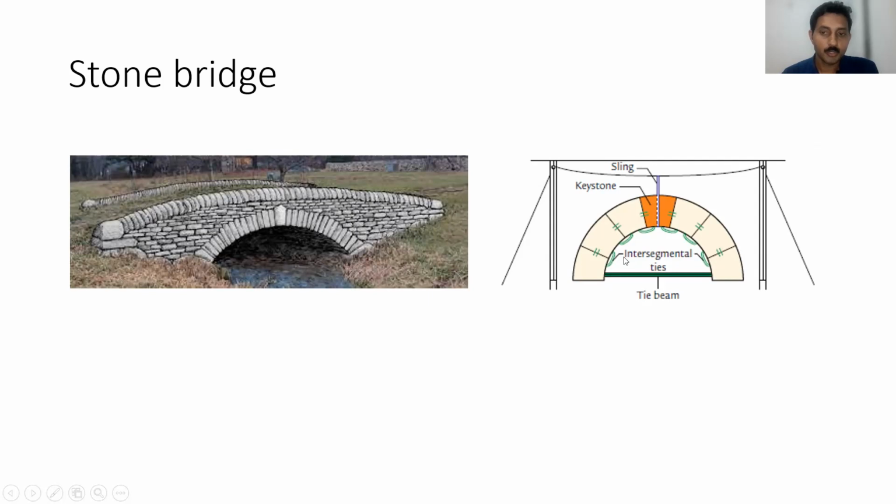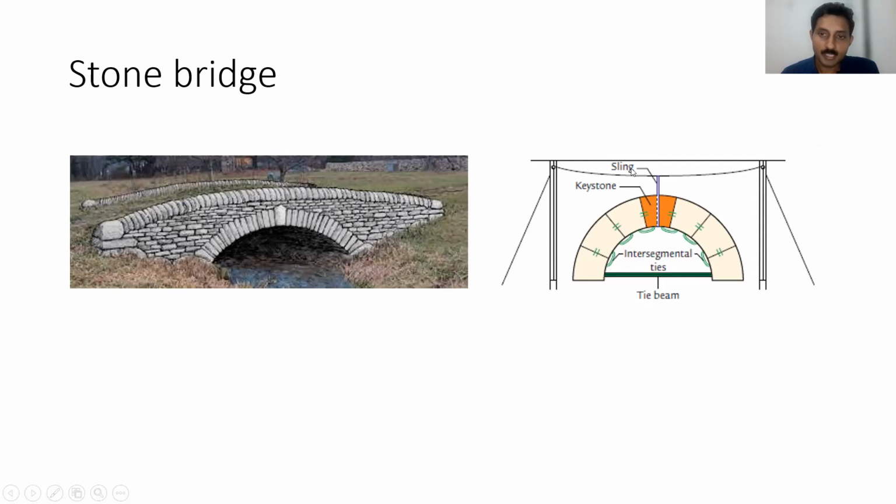Then one more new term called intersegmental ties. What are these intersegmental ties? If we staple each stone by means of a stapler or a metal piece, that is called intersegmental ties. We take each of them as individual segments. That is what is shown here. This is called intersegmental ties.